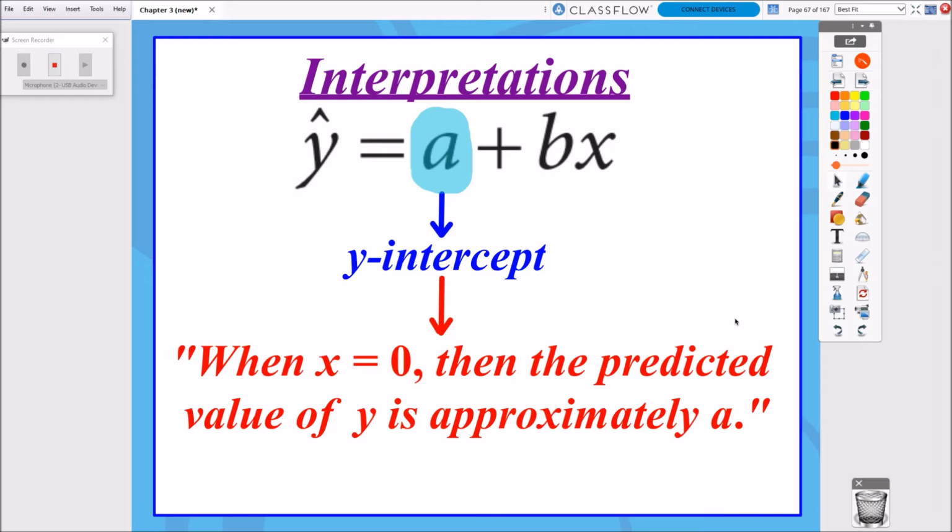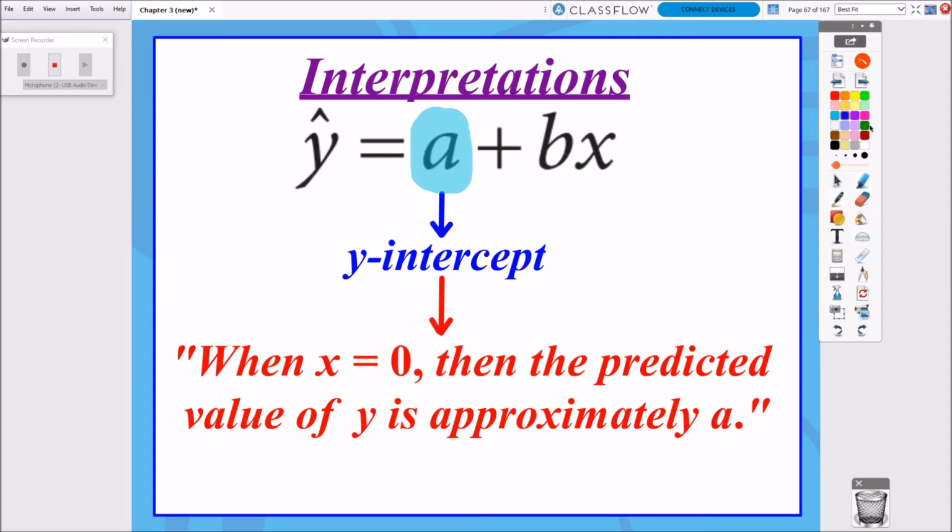So in general, this goes all the way back to Algebra 1, but the rough interpretation of the y-intercept was, when we would say, well, when x equals 0, if I plug 0 into x, then the y value, but in this case, it's not just any old y value, it's our predicted y value, is going to be approximately whatever the y-intercept value was.